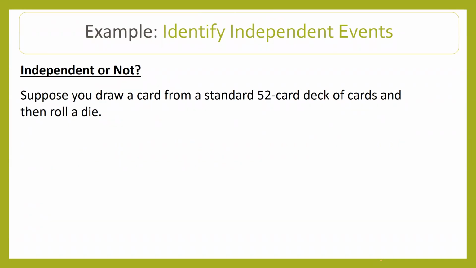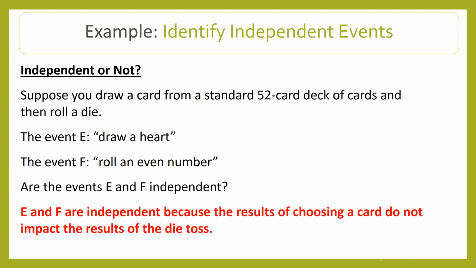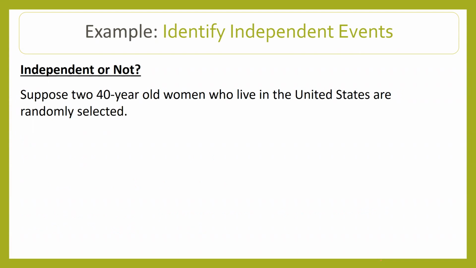All right, so let's take some examples. It's good to have some examples here. Suppose you draw a card from a standard 52 card deck of cards and then roll a die. Okay, you roll a die, you draw a card. These 2 events: event E is draw a heart. Event F is roll an even number. Are these events E and F independent? Yes, the answer is yes, because the result of choosing a card does not impact the result of the die toss. Okay. Let's take another example.